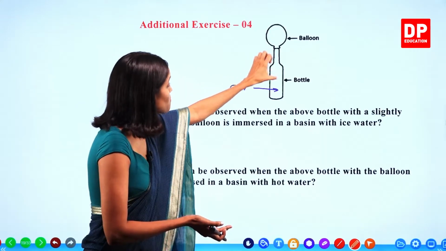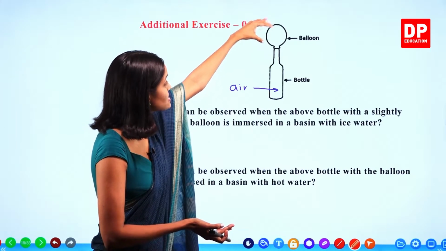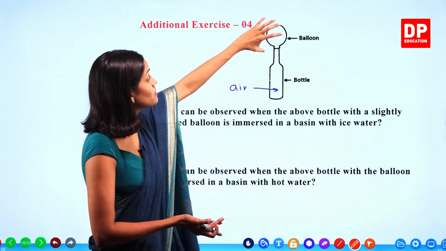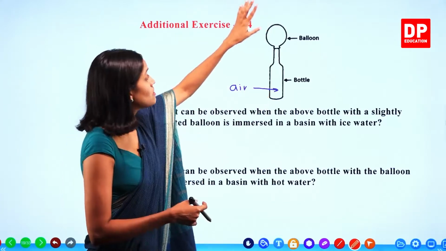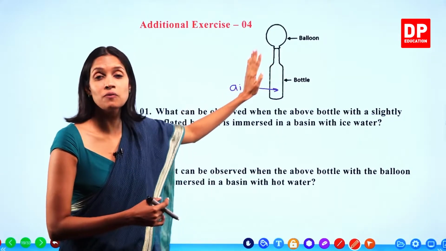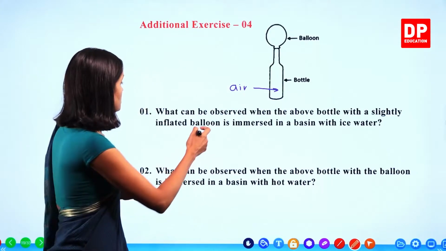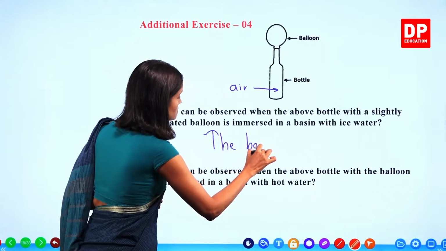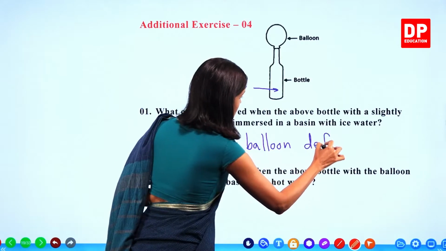Right? The volume reduces, and when the volume reduces, the air present even inside the balloon also comes inside the bottle. Therefore, the balloon that is already inflated slightly will deflate. Because when the air present inside the balloon goes inside the bottle, what happens? The balloon deflates. Okay, that would be the observation. Let's write. The balloon deflates.